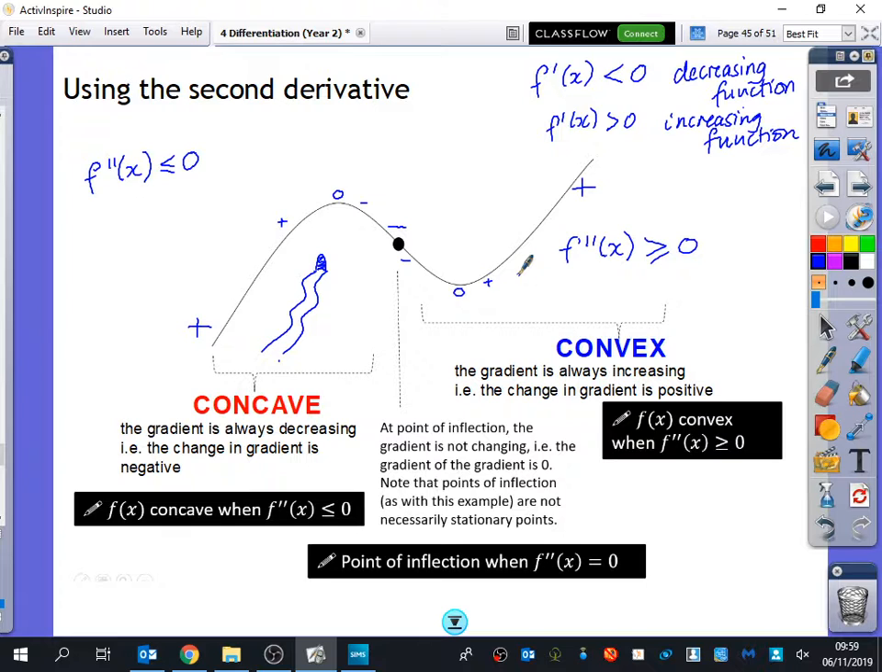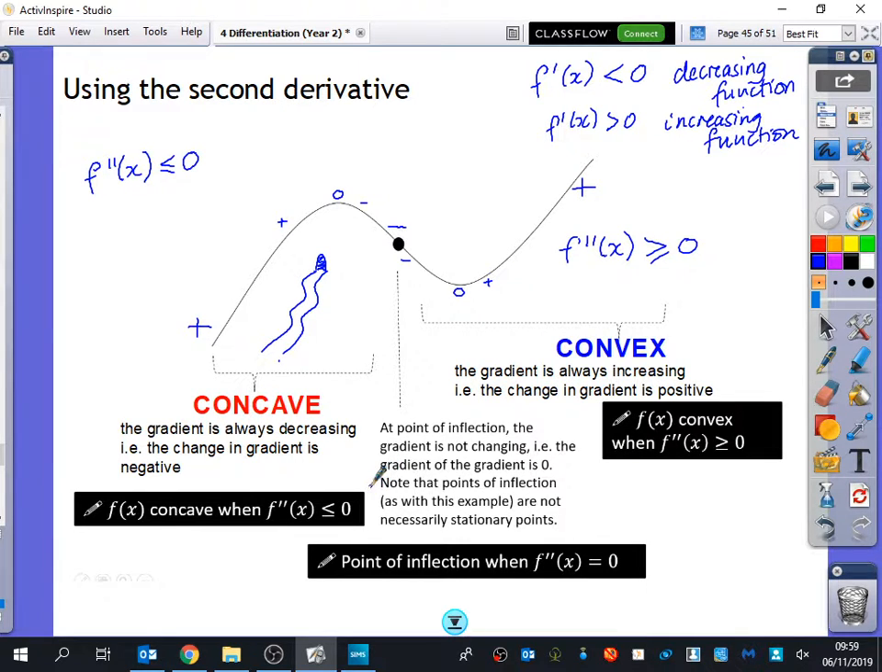So the point of inflection is this bit here where the gradient itself is not changing. So the gradient of the gradient is 0. It's getting a bit weird. You could talk about the gradient of the gradient of the gradient if you wanted to, but we're not going to do that at all.